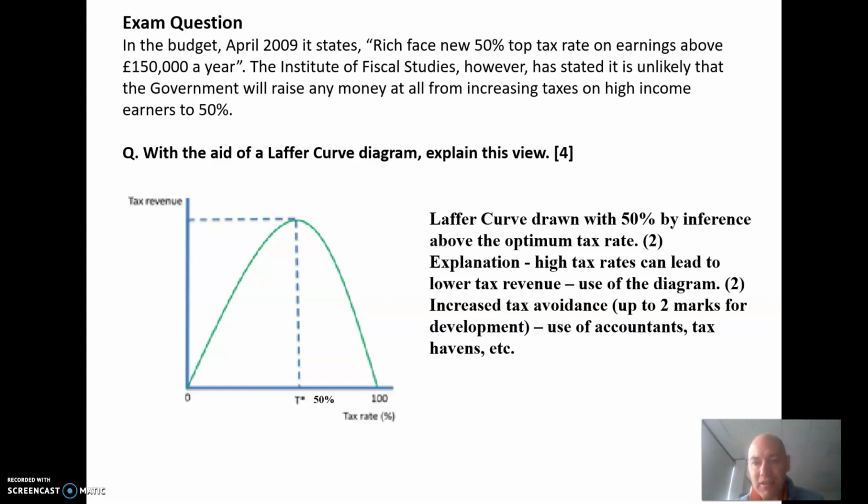High tax rates can lead to a lower tax revenue, and you use your diagram to explain that, and then you give some reasons. This could be because of increased tax avoidance, the use of accountants, tax havens, and so on.